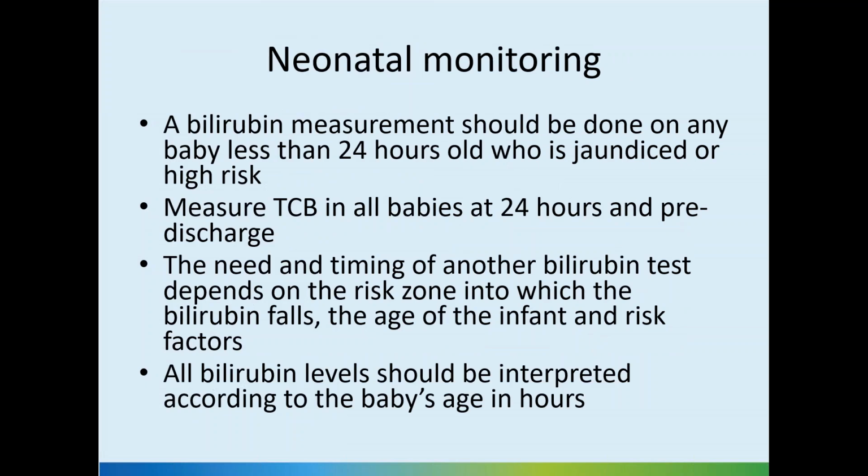A bilirubin measurement should be done on any baby less than 24 hours old who is jaundiced or is high risk due to the blood group related factors. The transcutaneous bilirubin should be measured in all babies at 24 hours and then pre-discharge, depending on the timing of discharge. If it's a cesarean delivery and the baby is going to stay for 3 days, we can check it every 12 to 24 hours depending on the previous measurements. The need and timing of another bilirubin test depends on the risk zone into which the bilirubin falls, the age of the infant, and the risk factors. All the bilirubin levels should be interpreted according to the baby's age in hours.